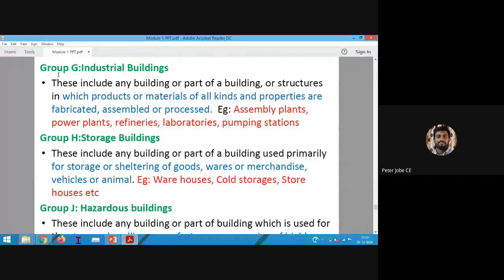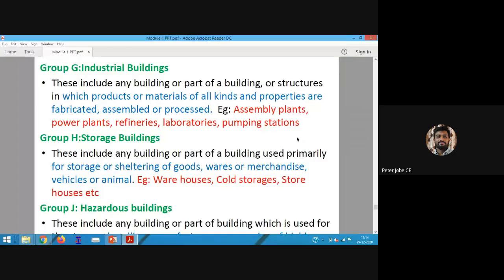And next is the Group G buildings, which is the industrial buildings. So these include any building or part of a building or structure in which products or materials of all kinds and properties are fabricated, assembled, or processed. All those things will come under industrial buildings. Examples: assembly plants, power plants, refineries, laboratories, pumping stations. So all those buildings will be categorized under Group G, known as industrial buildings.